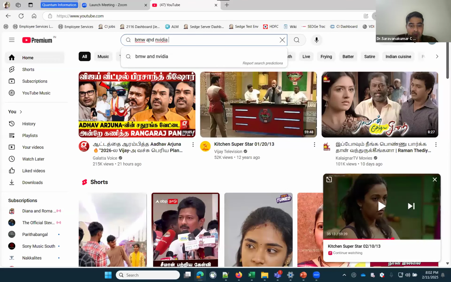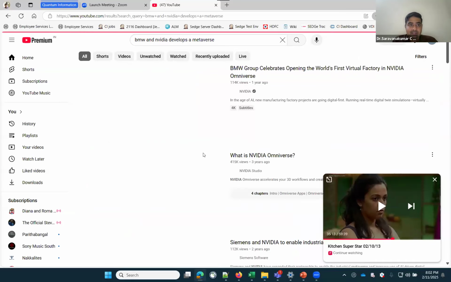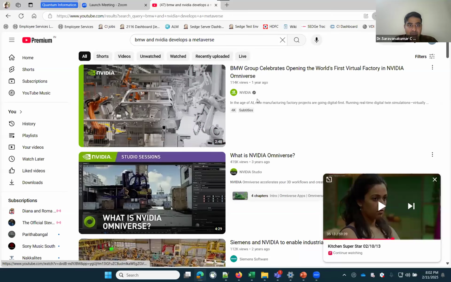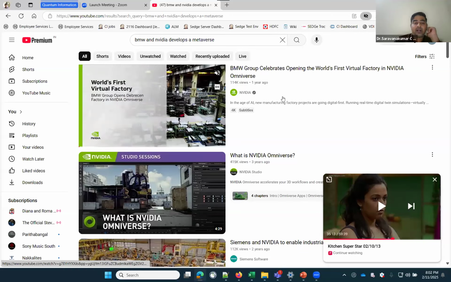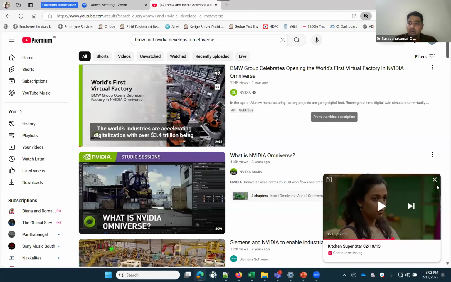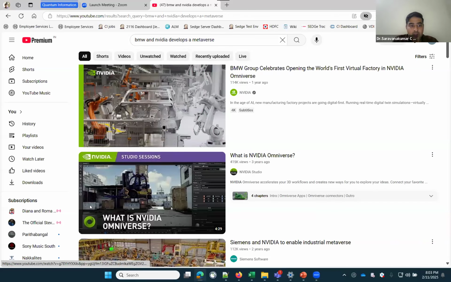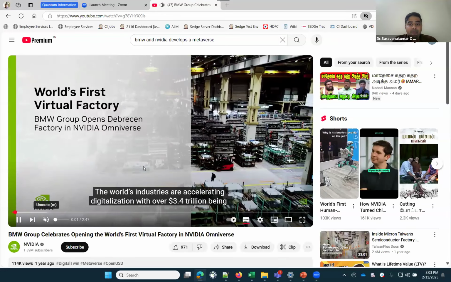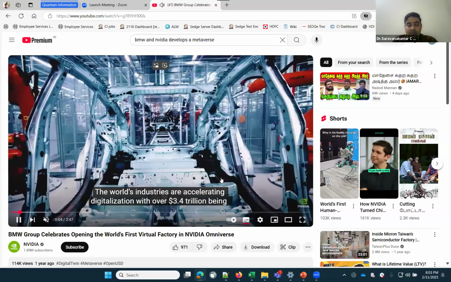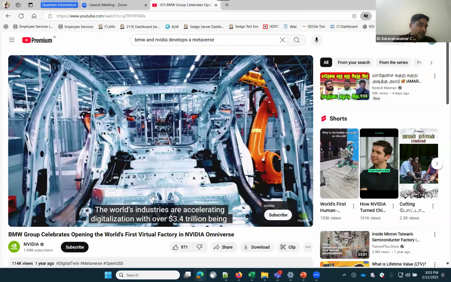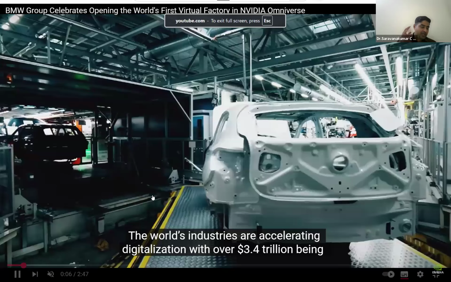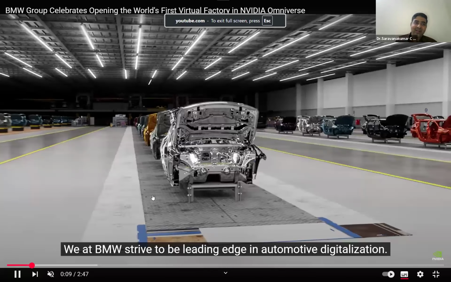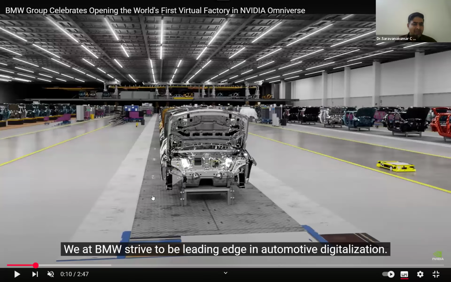So NVIDIA develops a metaverse. You need to really see this. This is the world's first virtual factory. I will just mute this YouTube and explain. If you look into this video, you can see BMW. I already told you BMW is with everyone now, with NVIDIA, with IBM. They want something very fast with quantum.